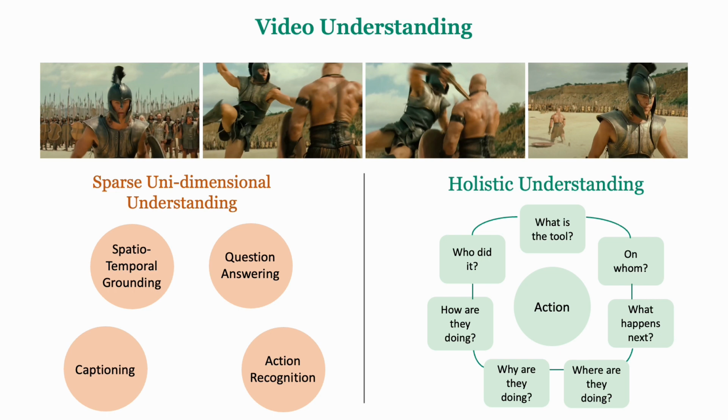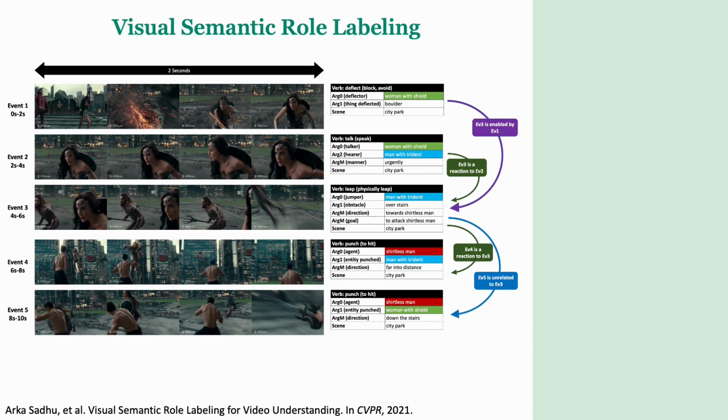On the other hand, holistic understanding of videos requires understanding multiple events and answering questions such as who is doing what to whom, with what, how, why, and where, considering the full temporal context. In this work, we address the challenging task through situation recognition. Video situation recognition through semantic role labeling was recently proposed by Sadhu and others.